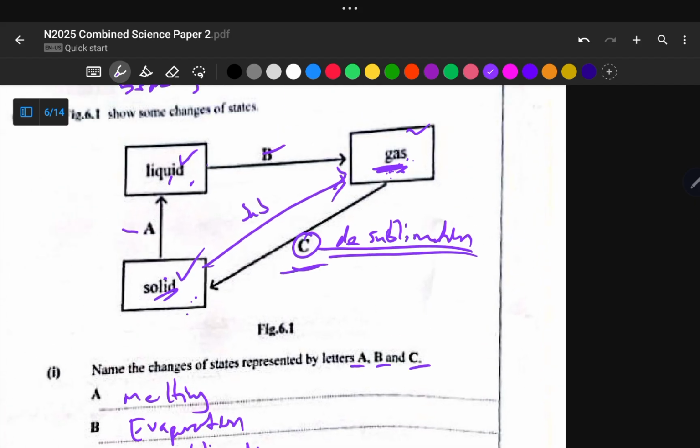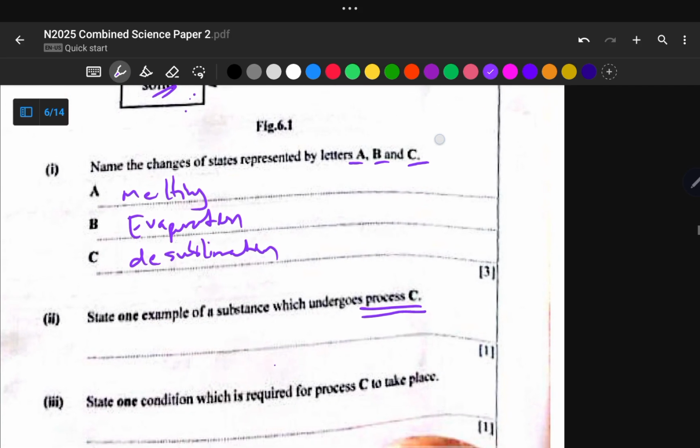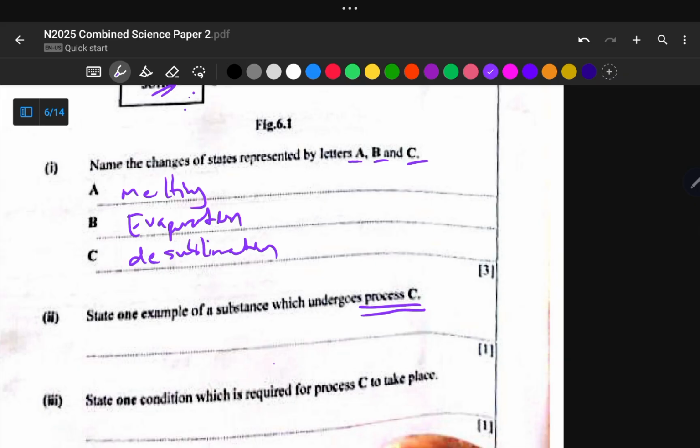And then the next part says state one example of a substance which undergoes process C. So this one is our process C. So example of deposition, we're going to have the formation of soot, which is a solid carbon forming from a gas formed by incomplete combustion, right? Incomplete combustion. As simple as that.